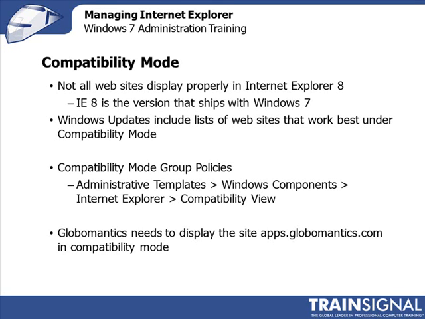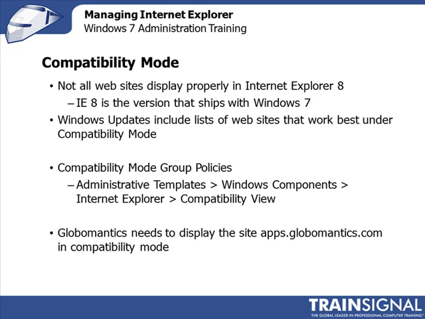Windows Update includes lists of websites that actually work best under compatibility mode. When configured, these websites will then be forced to compatibility mode rather than the user having to choose it themselves. There are a number of compatibility mode group policies available at Administrative Templates, Windows Components, Internet Explorer, Compatibility View. Global Mantic needs to make sure that the site apps.globalmantic.com displays in compatibility mode because this is the site that's used by the Global Mantic Application Support Group.